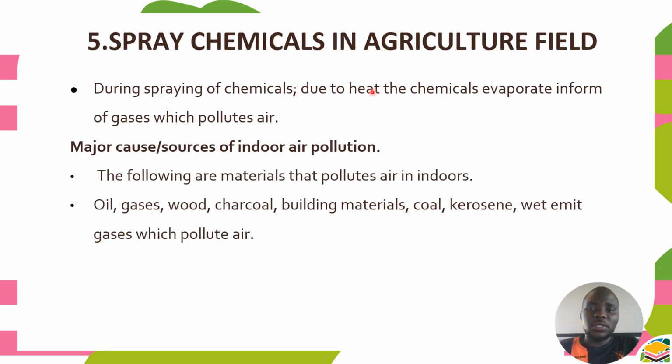Spraying chemicals in agricultural fields. It's also another source of outdoor air pollution. During the spraying of chemicals, due to heat, the chemical evaporates in form of gases which pollutes air. We're saying that when the chemicals have been sprayed, due to the presence of heat, they are going to evaporate, or change into gaseous form, which is going to pollute air.